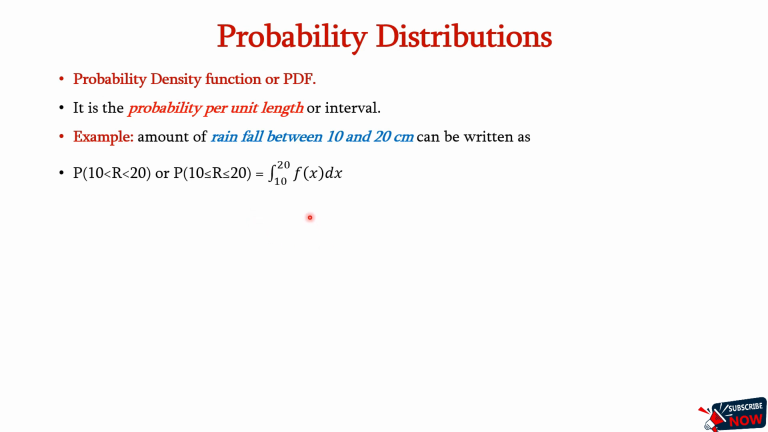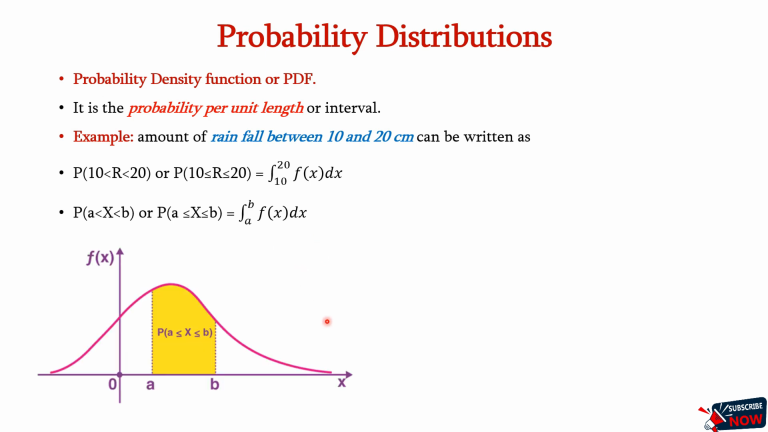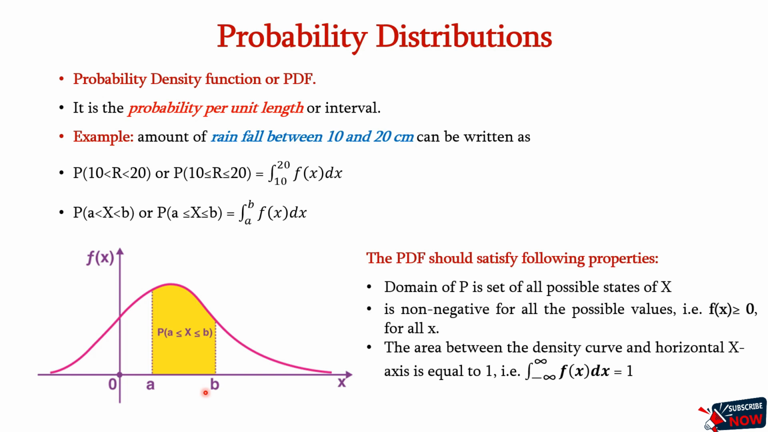We can represent this in a PDF as an integral. So the integral from 10 to 20 of f(x) dx. In general we can represent it as the integral from a to b of f(x) dx, where a and b are the interval limits. Graphically it can be expressed like this. This is the interval which is expressed as a PDF.